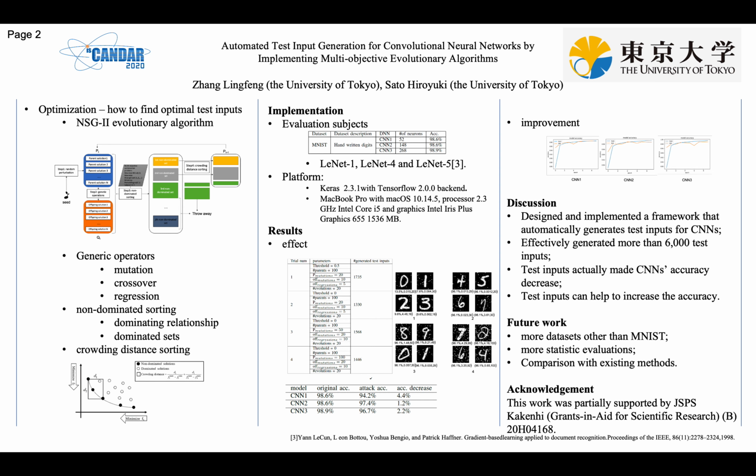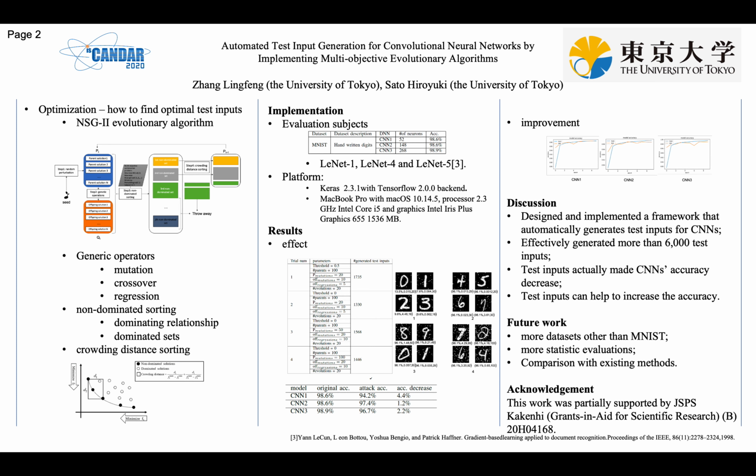There are three kinds of genetic operators: mutation, crossover, and regression. Analogous to biological evolution, mutation randomly mutates pixel values of the set. Crossover swaps information between two solutions, and regression evolves the solution backwards.